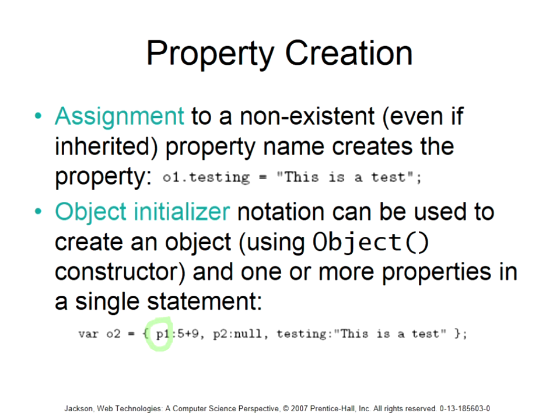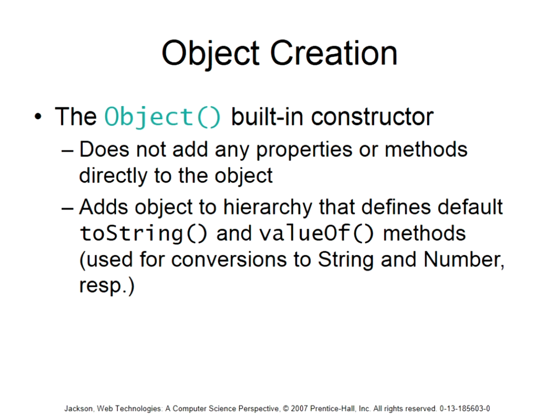This is the first one, this is the second one, and this is the third one. Three properties. The value of the first property, p1, is 14, very good. The value of p2 is null, and the value of the third property is "this is a test".